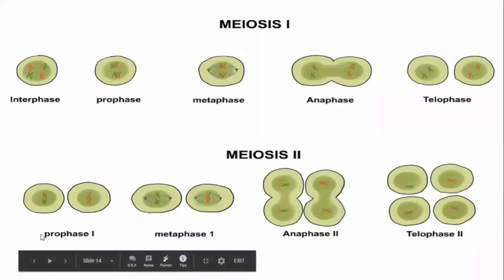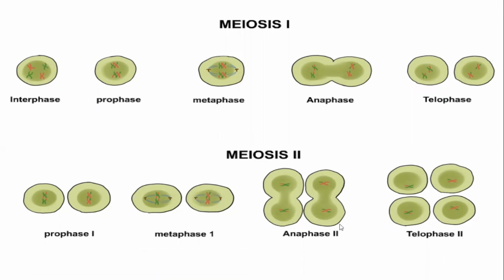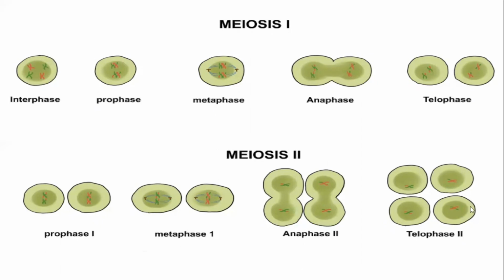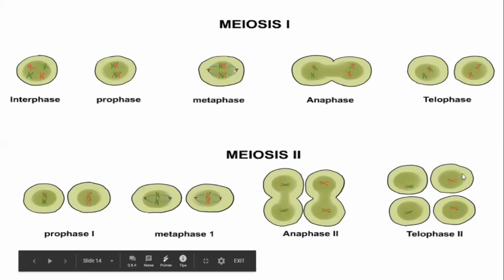In meiosis 2, we're going to start out with prophase, where the chromatin turns into chromosomes. And then these chromosomes are going to line up in the middle of the cell during metaphase, and then they're going to split apart in anaphase, and then the cells are going to divide and turn back into chromatin during telophase, and you're going to have 4 haploid cells result from meiosis 2.